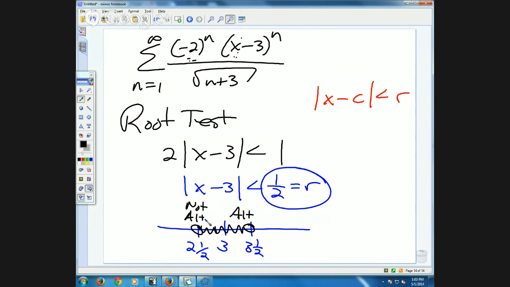All right, so am I done? Am I done with the series? No, why not? We know it converges between 2.5 and 3.5. What are we missing? We don't know what's happening at the endpoints. Yeah. All we've determined is the center and the radius. We don't know what happens at the endpoints. We got to figure that out. All right, let's do it.